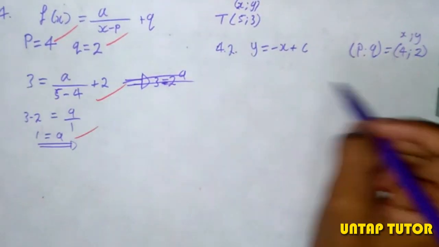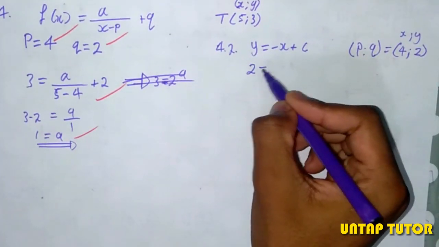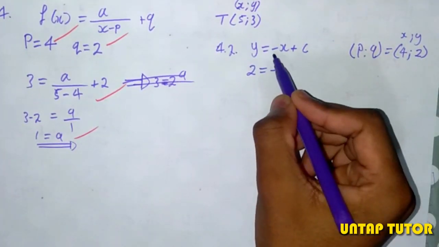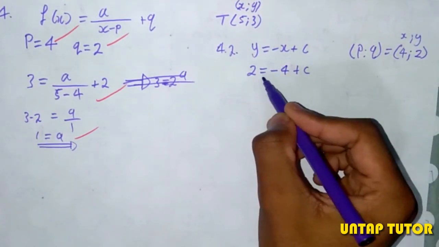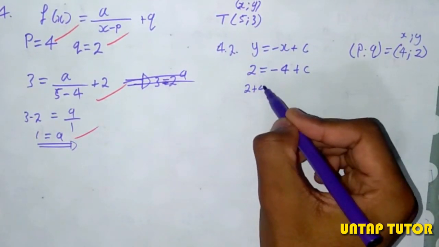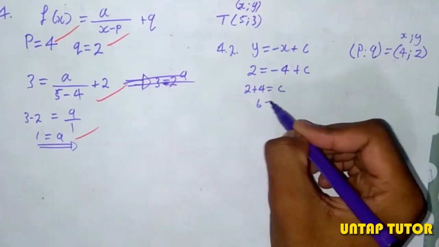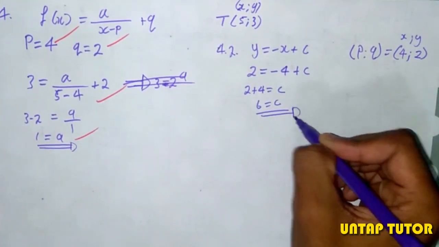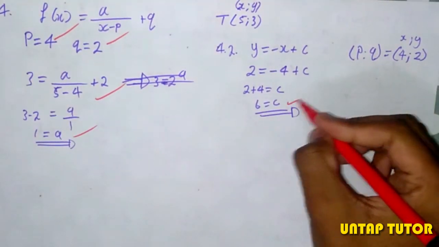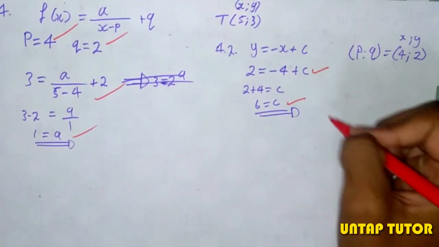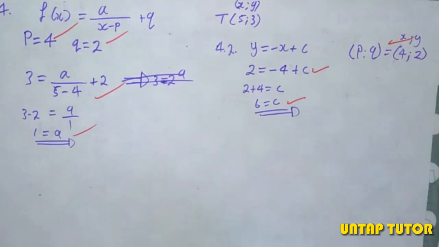So from this point, y is 2, and then our x is 4, and it's going to be negative, so negative 4 plus c. Transposing this to this side is going to be 2 plus 4 is equal to c. Therefore 6 is equal to c. And guess what happens here? You get 1 mark, 2 for substituting, and then 3 for using this point. 3 marks. So that was a 7 mark question. So let's go to the other questions.